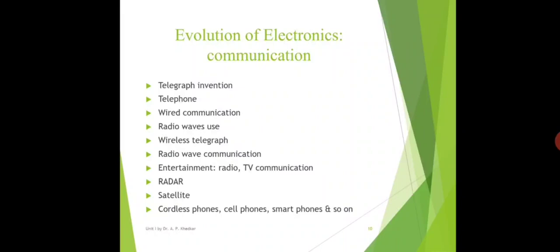Then radar technology of communication came. Further, satellite communication was launched. Besides this basic communication, in parallel another communication was the wired telephone, then the cordless phone, then cell phones. Among cell phones came smartphones and so on. So because of changes in electronics, other technologies are continuously changing, and this change in technology is making our life more and more easy.